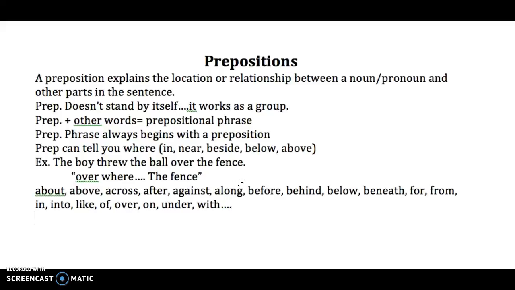So let's see if we can figure this out. Now, if you need to pause the video here to write these down, go ahead.